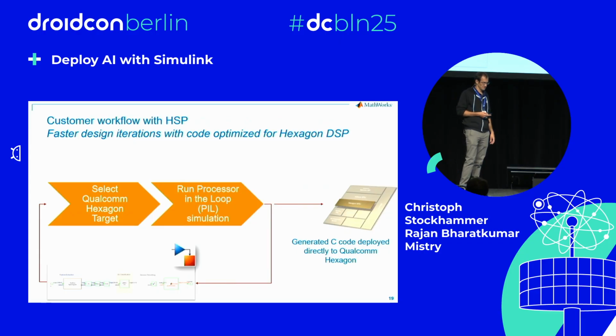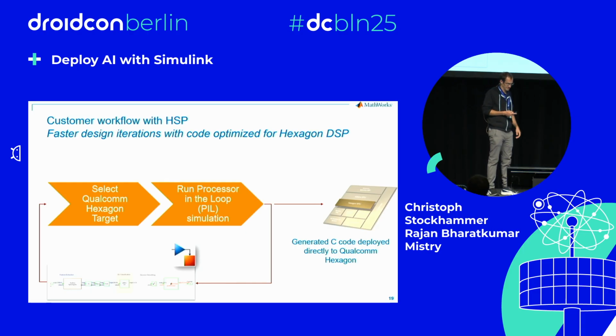So this really means our workflow becomes much simpler. We have a one-time setup effort, but this is not really an effort. It should be simple, right? It's just downloading the libraries, and then you configure your model to execute on the corresponding hardware, and then you can go ahead and do things like PIL simulation or deploy your final algorithm as generated C code.